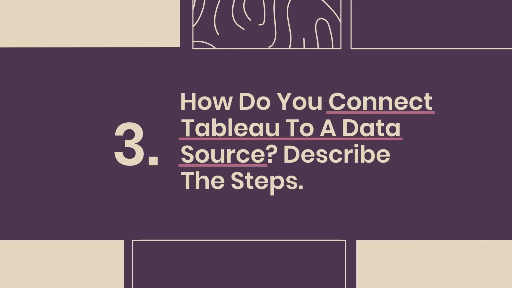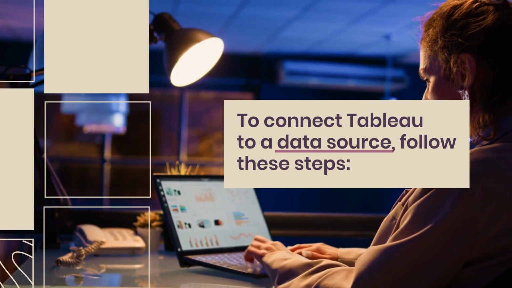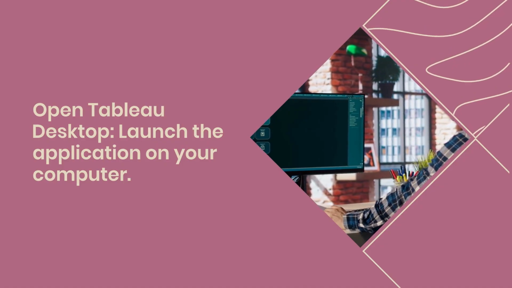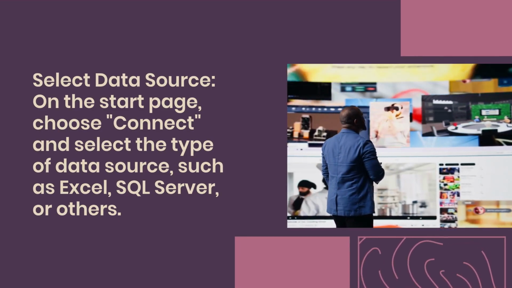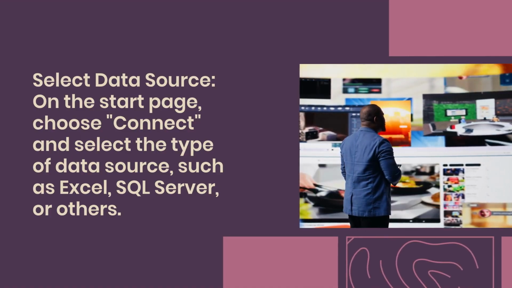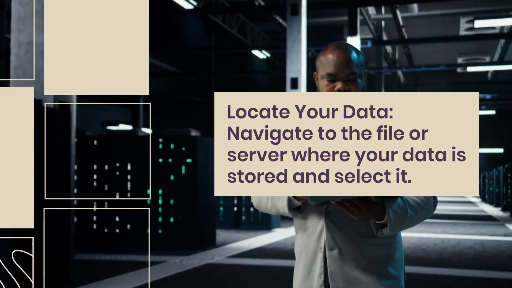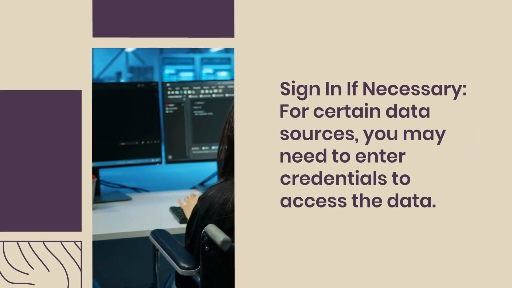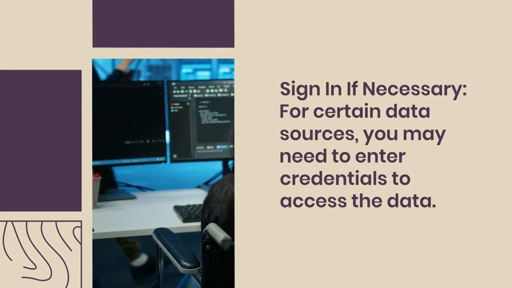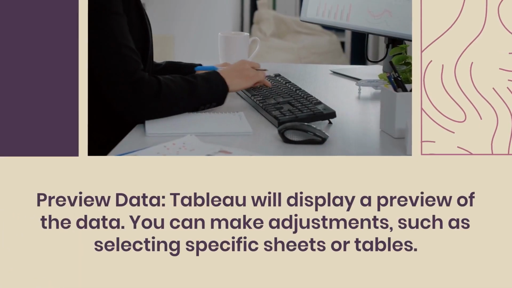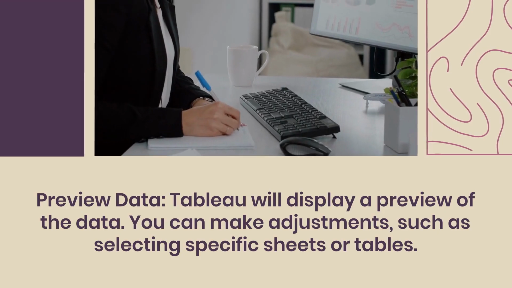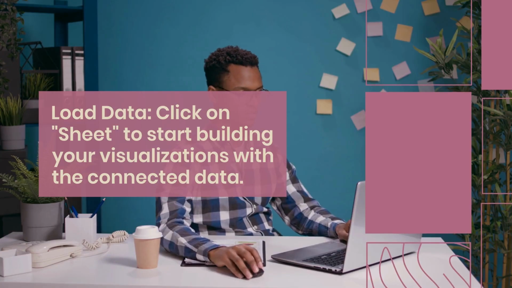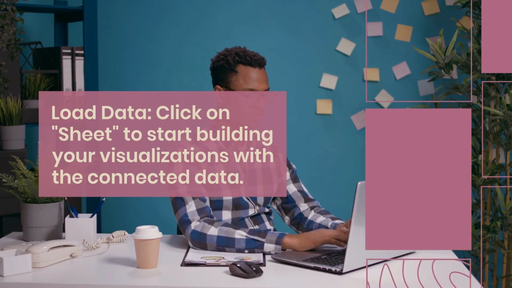3. How do you connect Tableau to a data source? Describe the steps. To connect Tableau to a data source, follow these steps. Open Tableau Desktop. Launch the application on your computer. Select Data Source. On the Start page, choose Connect and select the type of data source, such as Excel, SQL Server, or others. Locate your data. Navigate to the file or server where your data is stored and select it. Sign in if necessary. For certain data sources, you may need to enter credentials to access the data. Preview data. Tableau will display a preview of the data. You can make adjustments, such as selecting specific sheets or tables. Load data. Click on Sheet to start building your visualizations with the connected data.